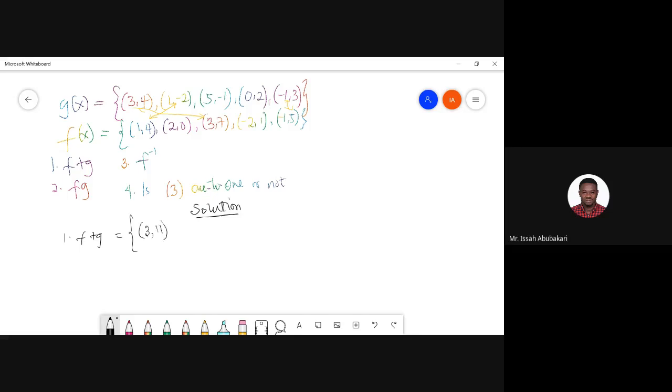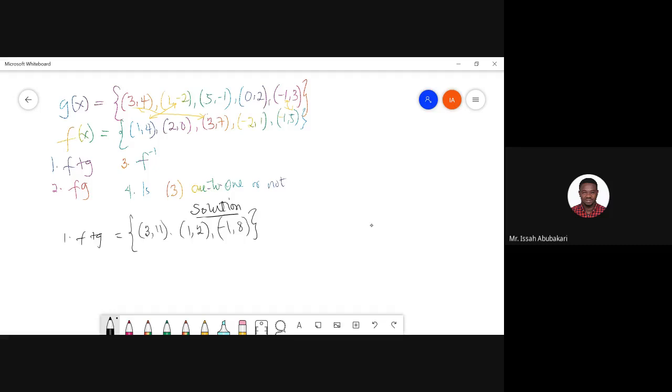And the second point, the domain is 1 and the range will be 4 plus -2. 4 plus -2, that will be what? 2. And the last one will be what? -1. So the domain is -1 and the range will be 5 plus 3, that will give us 8. So this will be the end of the first question. All right, now let's move on to question 2.